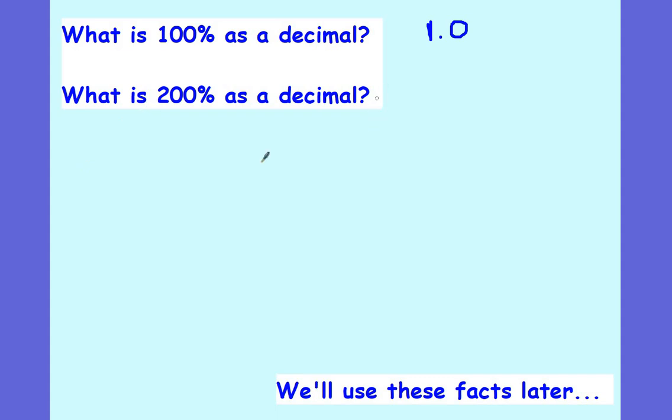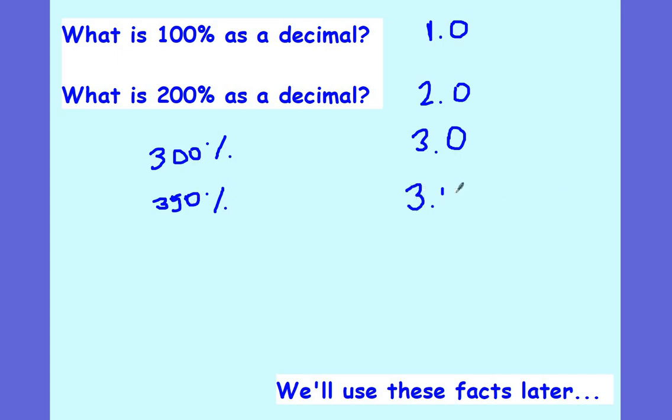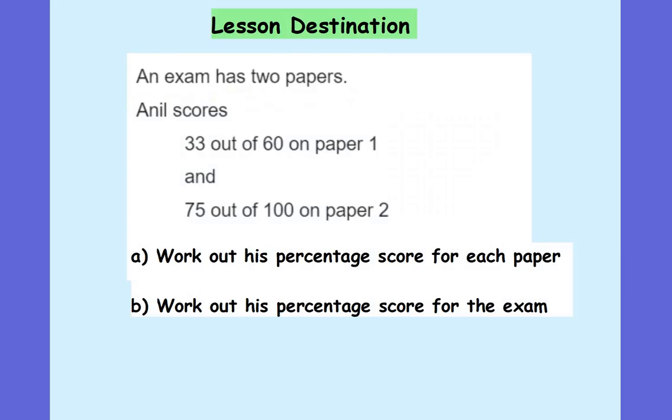200% as a decimal, again we need to divide by 100. So 200% would be 2.0. In the same way, 300% would give us 3.0. 350% is just 300% plus 50%, which gives us 3.5. And we're going to use those in a later lesson. Can you now please pause the video and have a go at this example for me?